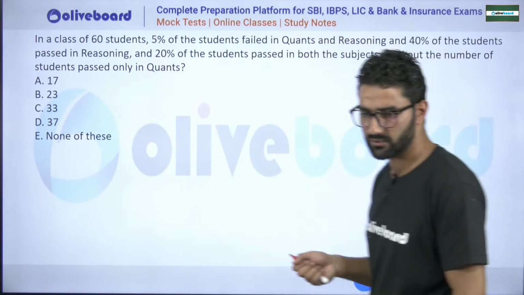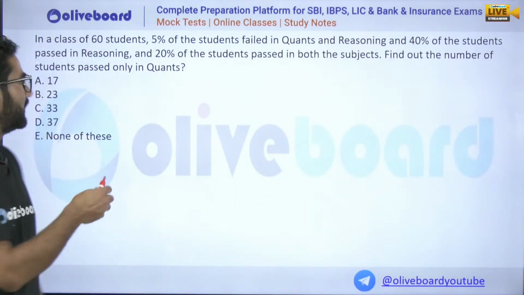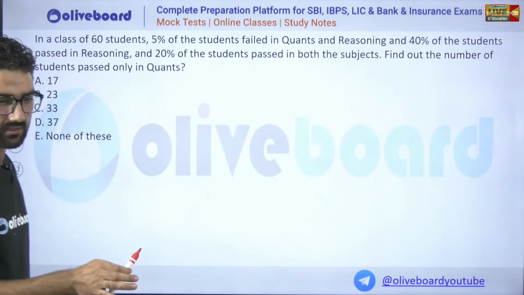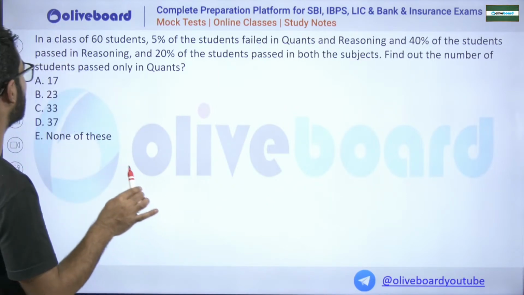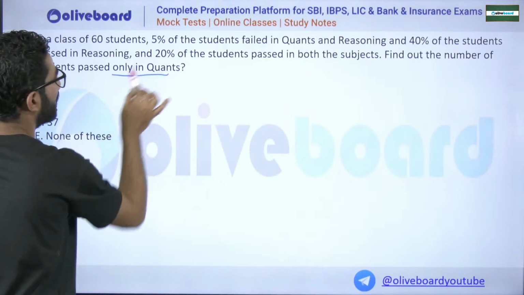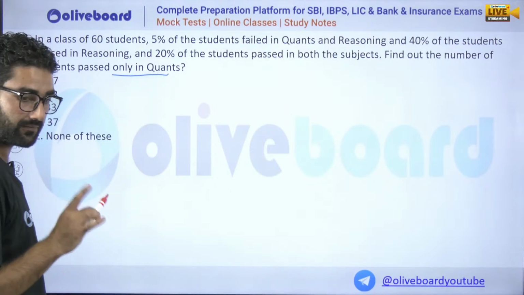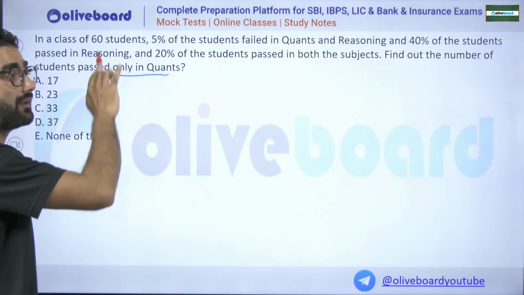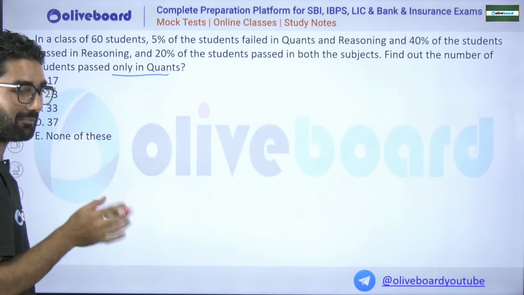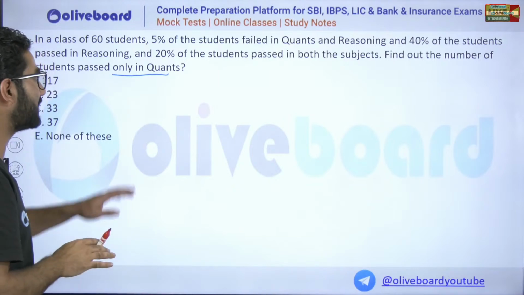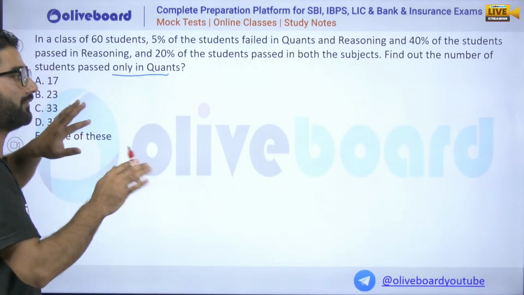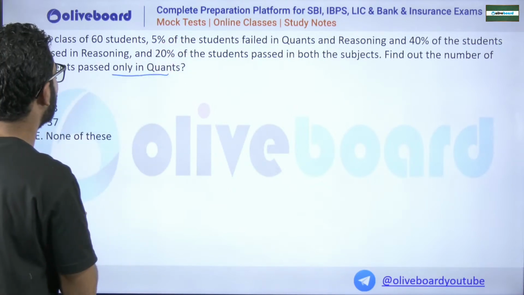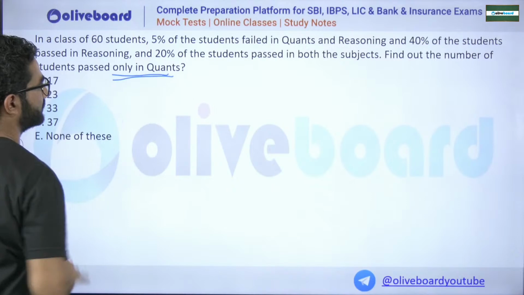I will tell you how to solve this question, okay? Be with me. We have some data given here. We have to find the number of students who passed only in count. There is a difference between the number of students who pass in count, since they can pass reasoning as well, but we have to calculate the students who passed count only. Whether they passed reasoning or not is not the point; only count is very important.